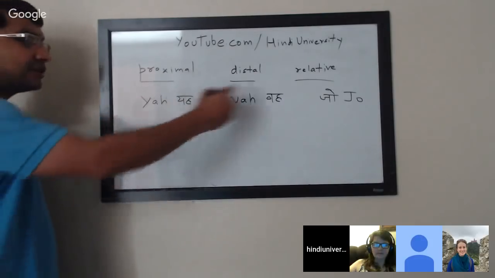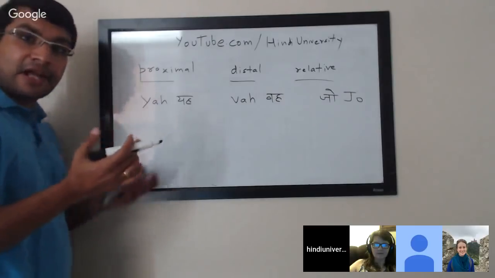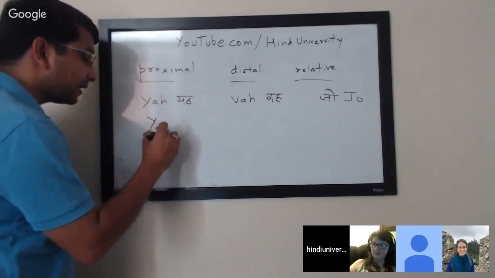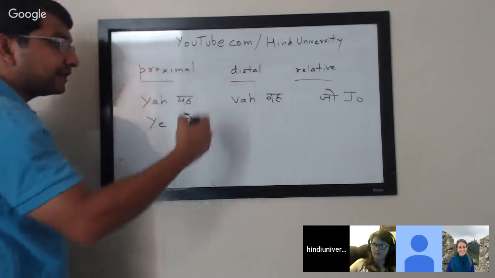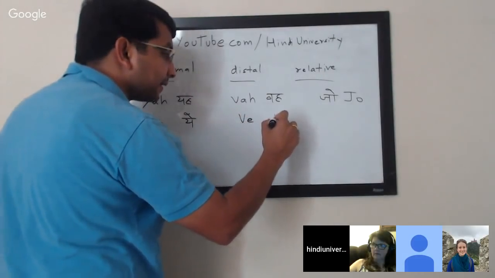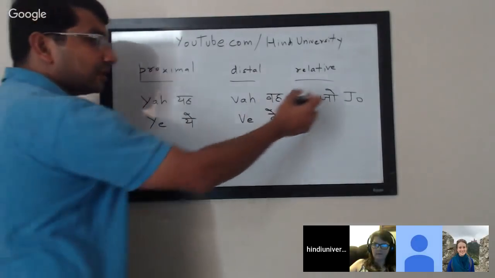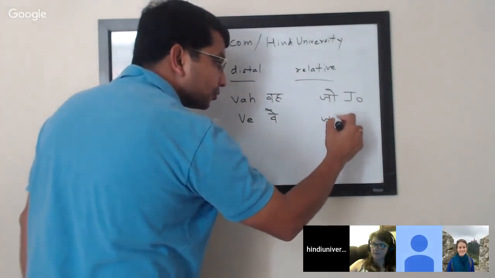Similarly, all of these are singular. What if you have a collection of pens? I'll say ye. Similarly, the distal pronoun will be ve. However, the plural in this case would be again jo.